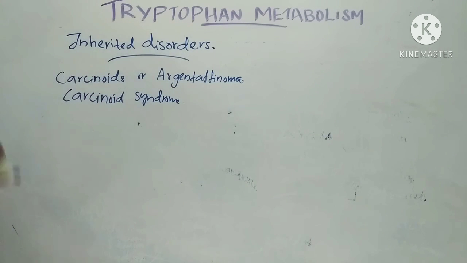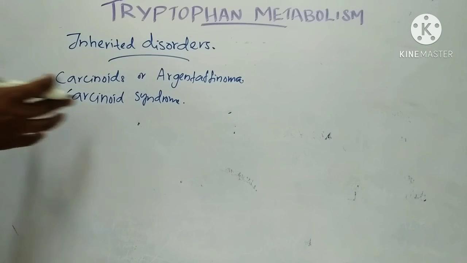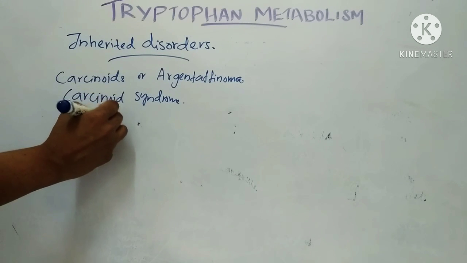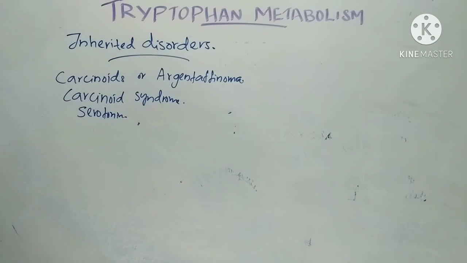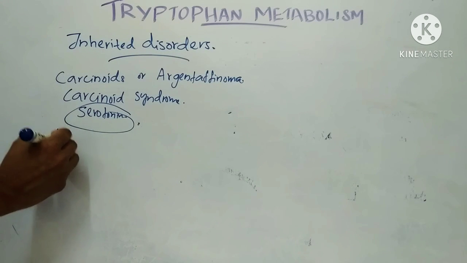Symptoms are mainly due to presence of excessive amount of serotonin produced by malignant cells. So this is one of the inherited disorders of tryptophan metabolism. Next one is Hartnup disease.